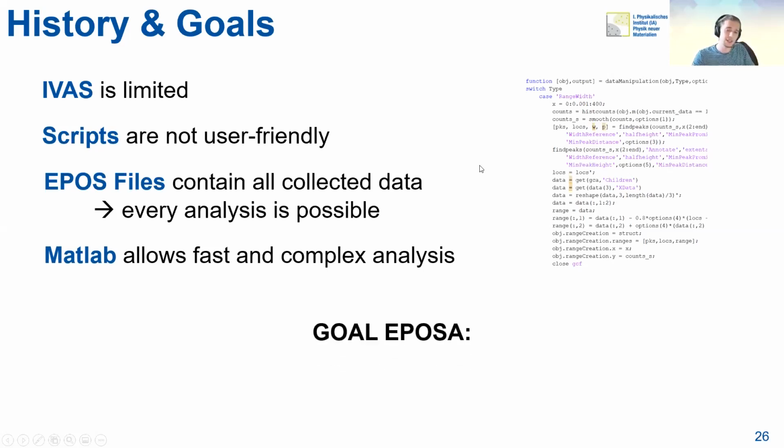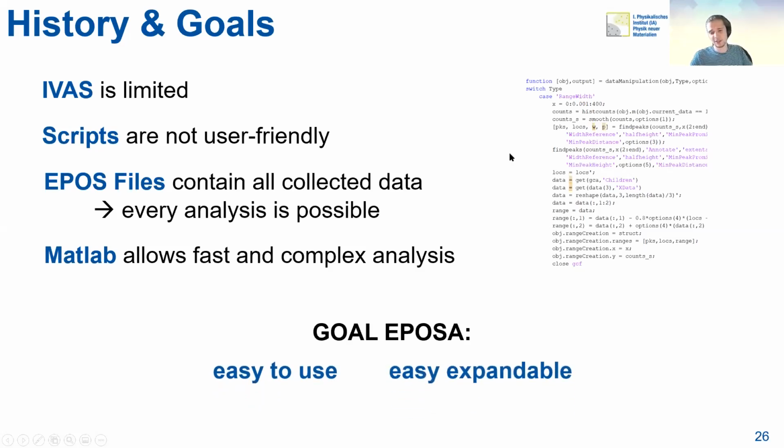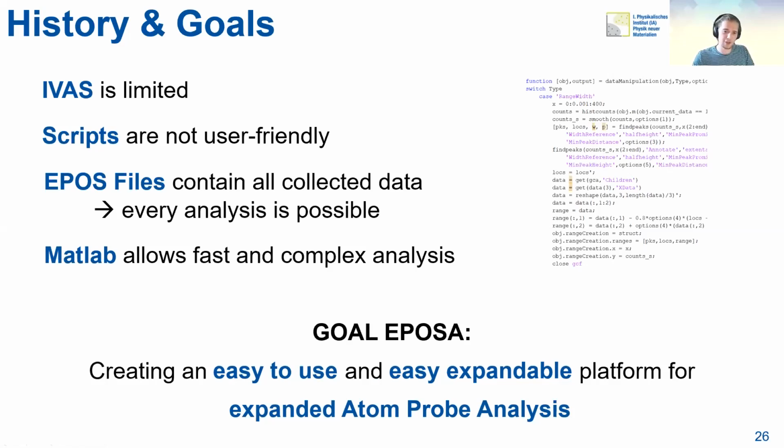So in the end, we came up with the goal for our software, EPOSA, to create an easy to use and also easily expandable platform for expanded atom probe analysis. The key part here was for us always to create something for expanded atom probe analysis, as we were interested in a lot of stuff that is happening to the multiplicity of ions, and this was not available in IVUS. We never tried to reproduce or redefine the features that IVUS was doing, but just look at the regions that IVUS couldn't handle as well, and try to provide a toolkit that's easy to use for anybody who might be interested in this.